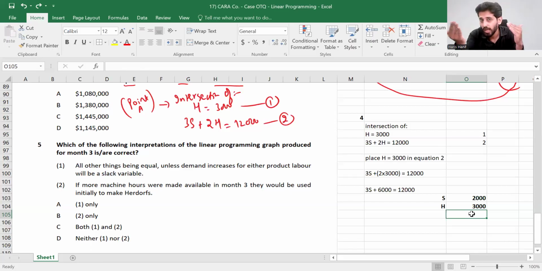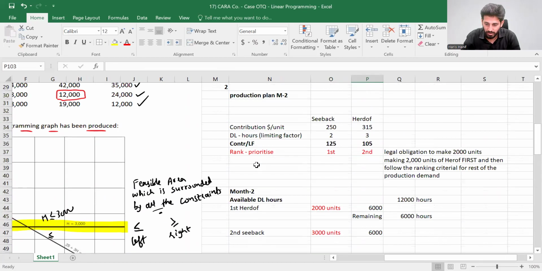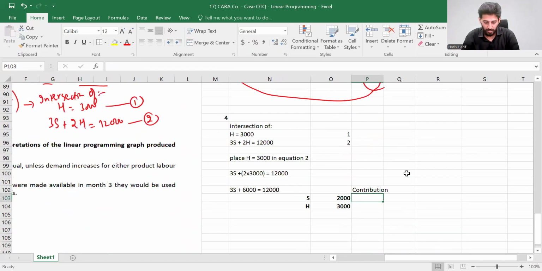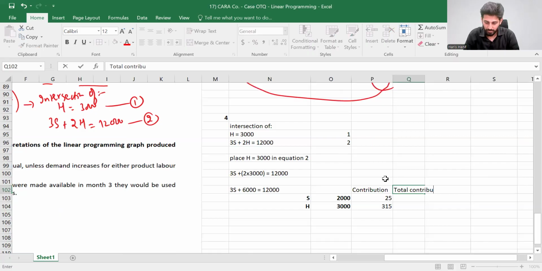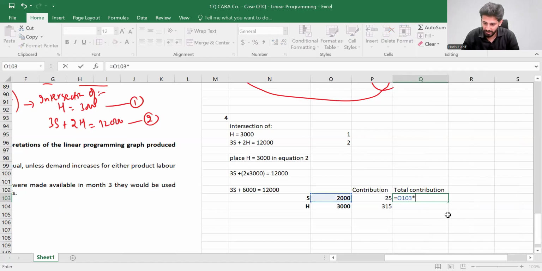Calculate the contribution minus fixed cost, and you will receive the profit. So now what is the contribution over here? Contribution is given. It was 250 and 315. So what is the total contribution? Price is equal to this multiplied by this, and this multiplied by this.